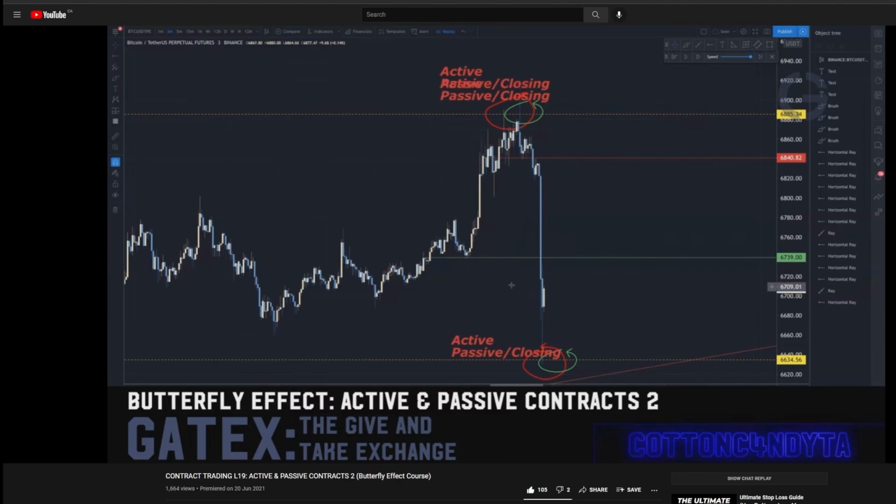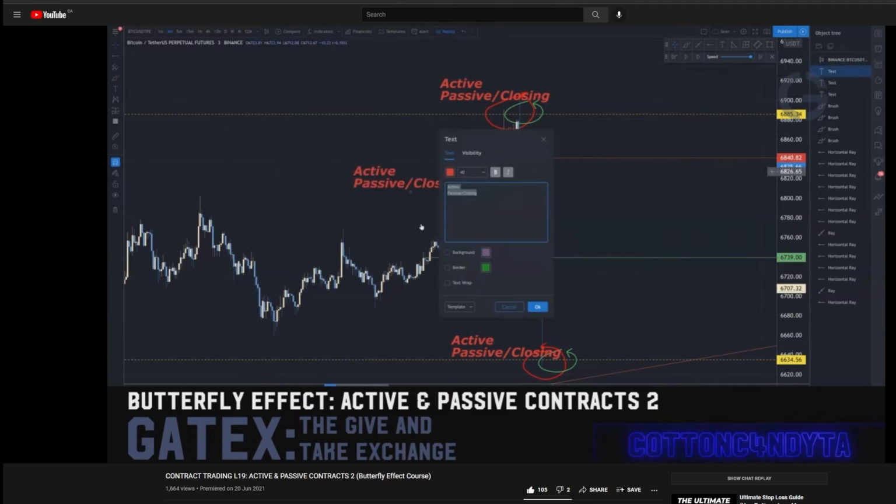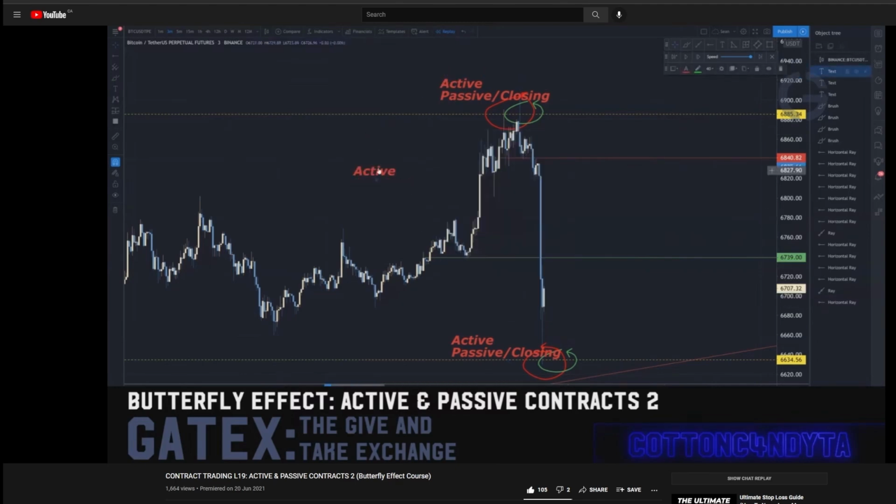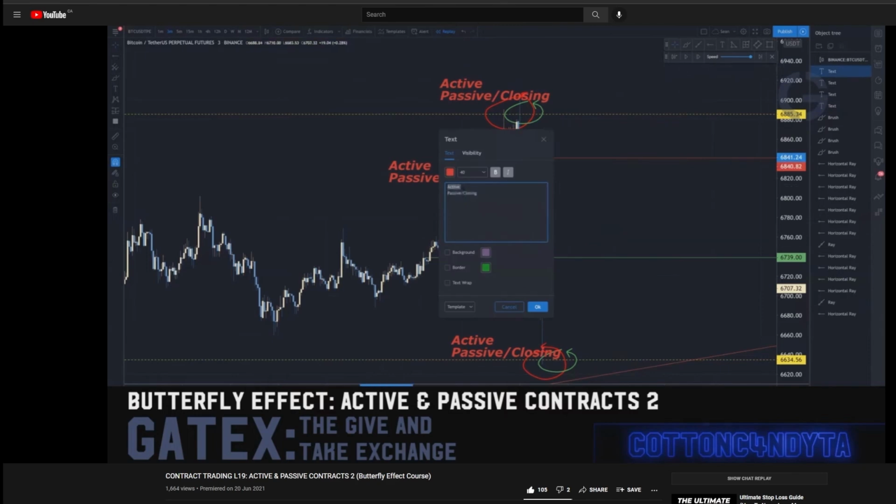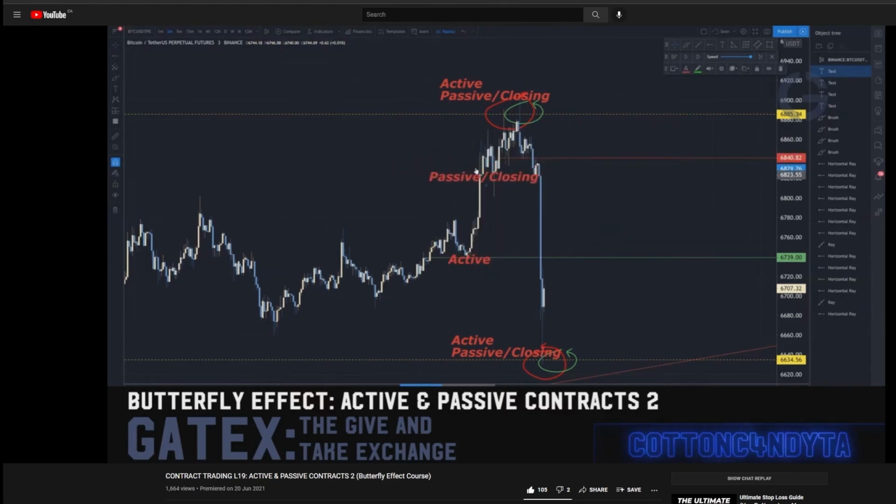Oh boy, what am I doing? Let's try this again. Round 2. Active contracts opening, right? No, not that one. This one, copy, paste. Good. And passive and closing contracts here, right?